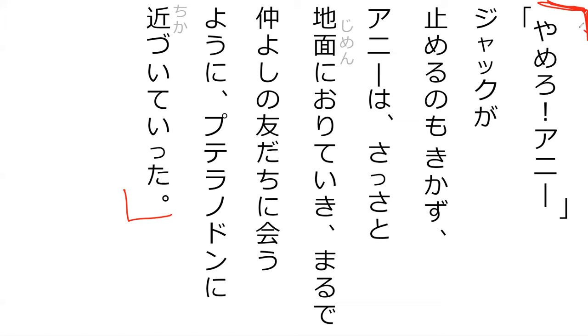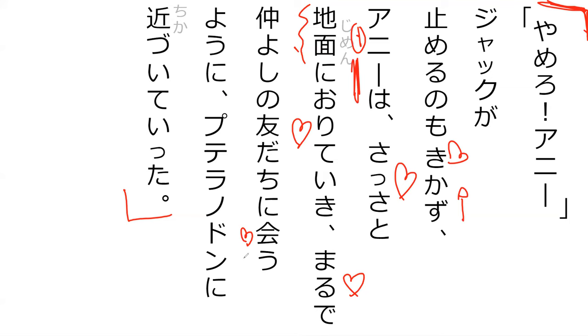Now you can tell me what this whole sentence means. Yamero ani, so like stop ani, Jack told Annie stop, but she didn't listen. Annie went down the rope ladder to the location very promptly. Marude, as if going to tomodachi ao nakayoshi, as if going to the pterodon in a like a friend who's your comrade. Exactly. But you forgot the owl part. As if meeting a friend who's your pterodon, who's like a comrade.